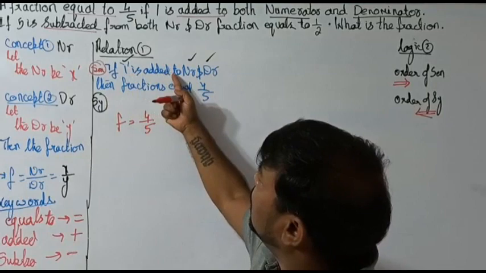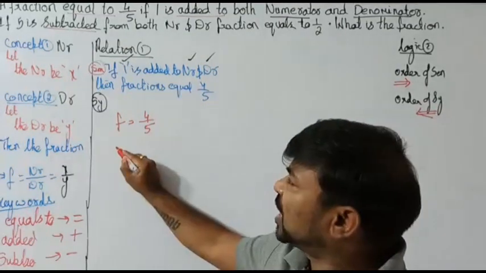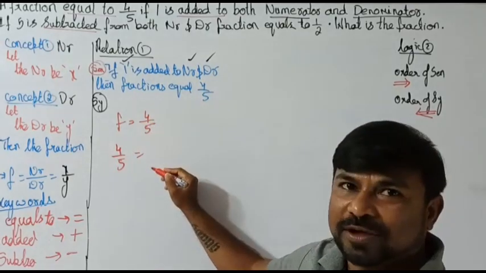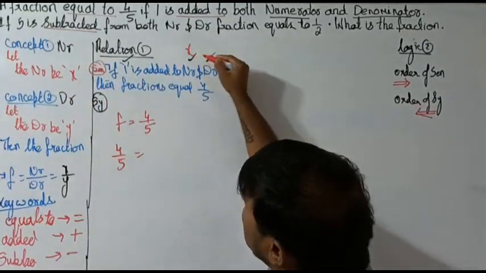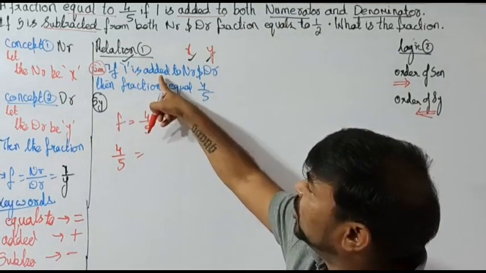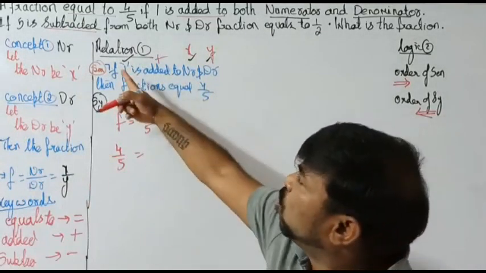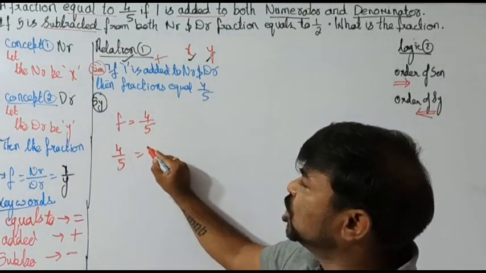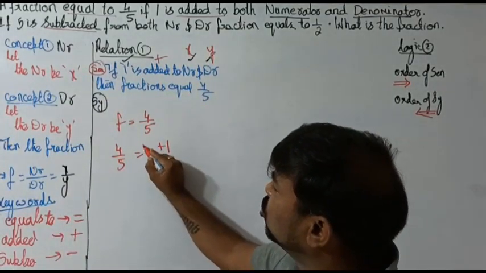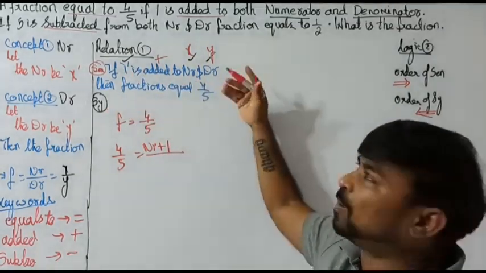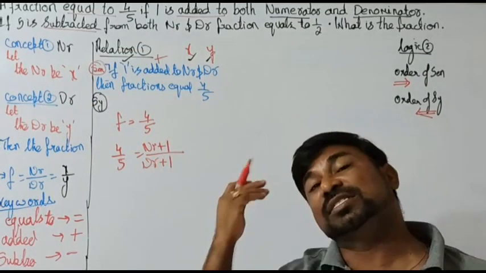When 1 is added to both numerator and denominator, what is the fraction? The fraction is 4 by 5. What are we adding? 1 added to numerator and denominator. We know, just now we said numerator is x and denominator is y. So first is 1, later on added means plus, right? We are now taking the reverse direction. 1 plus x, and 1 plus y. Fraction means numerator and denominator, numerator is x, denominator is y. 1 added to the numerator and 1 added to the denominator. This is the reverse relation.